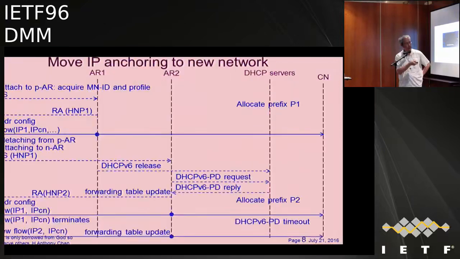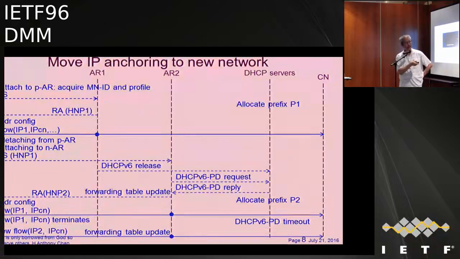So in addition to the new prefix, which is allocated, it has to keep the old prefix. So we will request the old prefix. And it does so: the first anchor will release the prefix. So this is basically a prefix delegation from anchor one to anchor two. It's a prefix delegation, and there are different ways to do the prefix delegation.